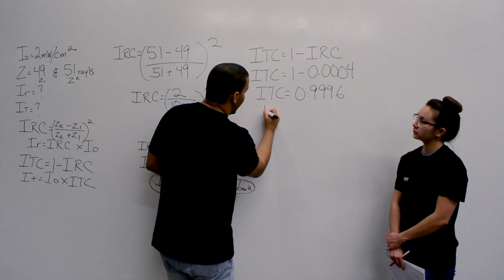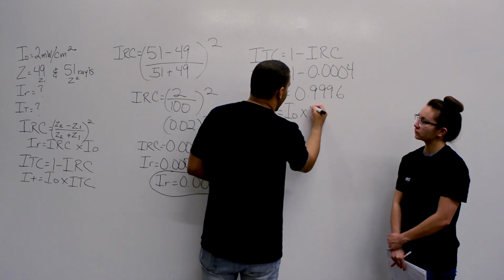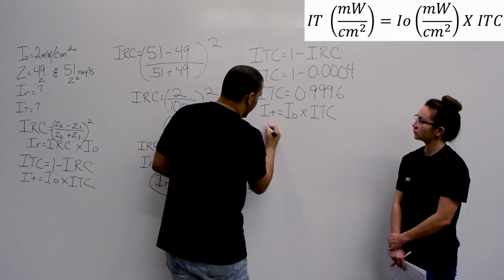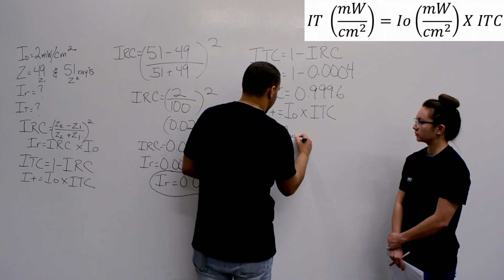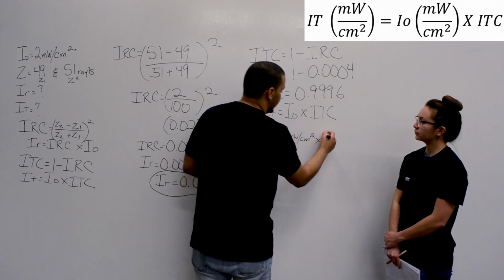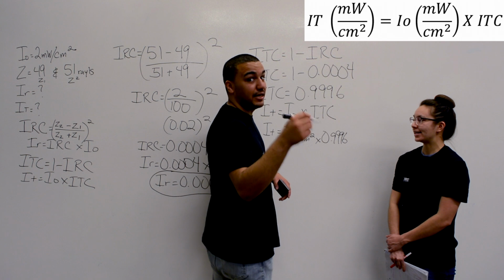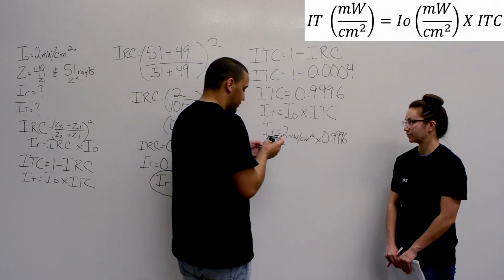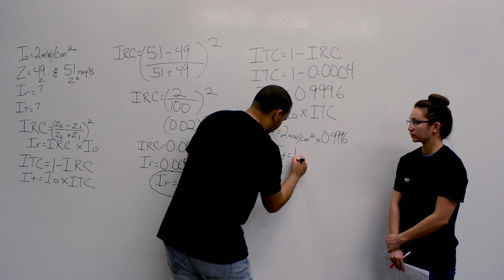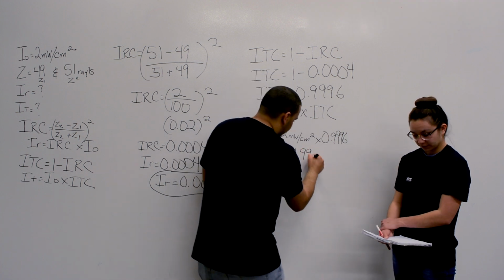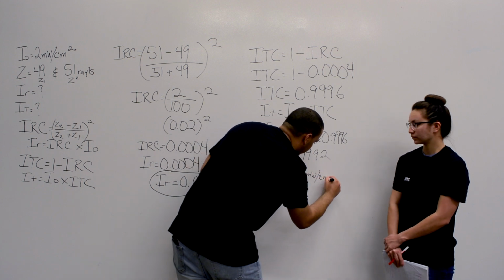So right here we take IT equals I0, your initial intensity, times your ITC. Our initial intensity, if we come back to the problem, was 2 milliwatts per centimeter squared, times our ITC of 0.9996. So 2 times 0.9996 equals your intensity transmitted, 1.999992. But we just round that to IT equals 2 milliwatts per centimeter squared.